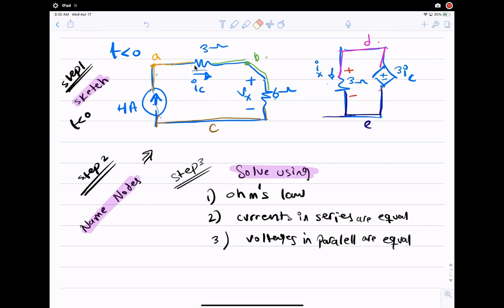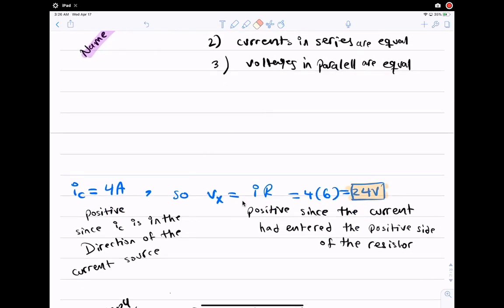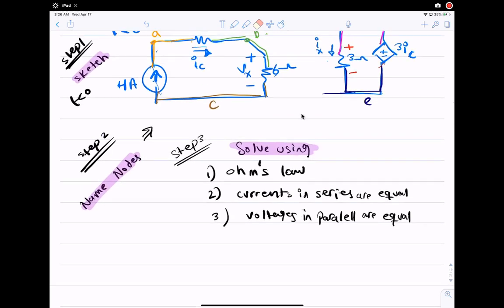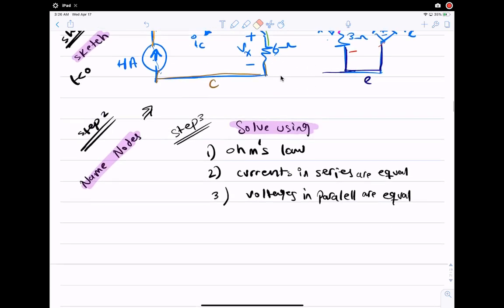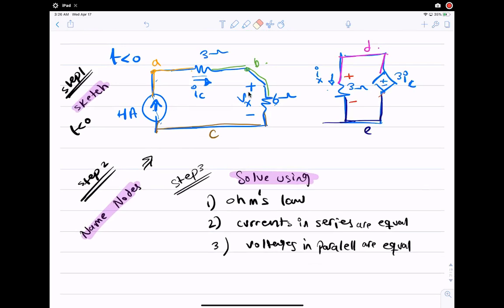Now, the current 4 ampere would go into the 6 ohm. If I'm having the current and the resistor, I can find the voltage. Vx would equal, according to Ohm's law, I times R. I is 4 and R is 6, so 4 times 6 is 24. Is it positive or negative? The current went into the positive side of the resistor. This means it's positive.